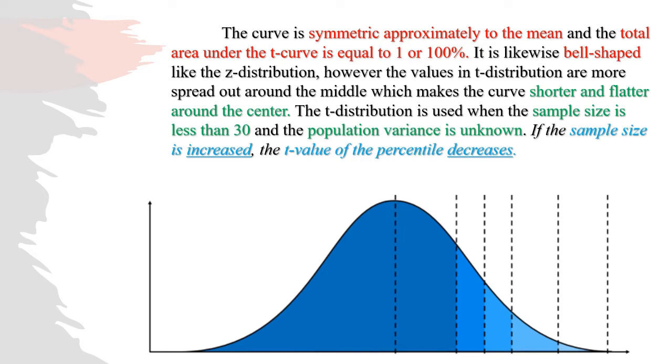Remember that a t-distribution is like a standard normal distribution. The curve is approximately symmetric about the mean, and the total area under the t-curve is equal to 1 or 100%. It is likewise bell-shaped like a z-distribution. However, the values in t-distributions are more spread out around the middle, which makes the curve shorter and flatter around the center. The t-distribution is used when the sample size is less than 30 and the population variance is unknown. If the sample size is increased, the t-value of the percentile decreases.